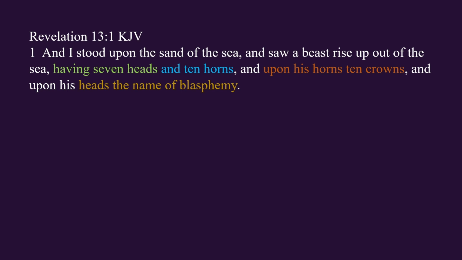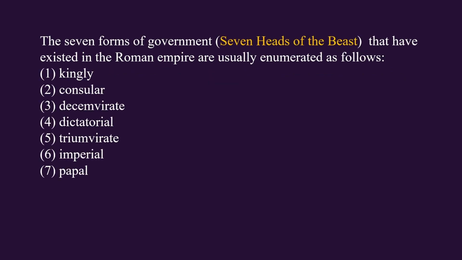We're going to look at the 7 heads first. In the Roman Empire, there were 7 forms of government that existed. They're usually considered kingly, consular, decemvirate, dictatorial, triumvirate, imperial, and papal. One of these forms of government, or one of these heads, will have a deadly wound, yet that deadly wound will be healed. Which one is it?